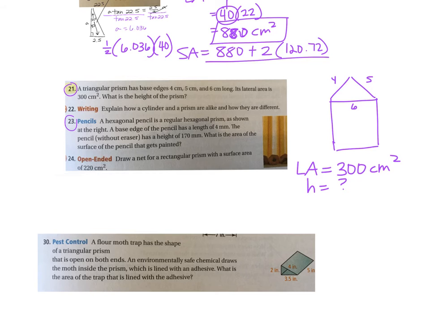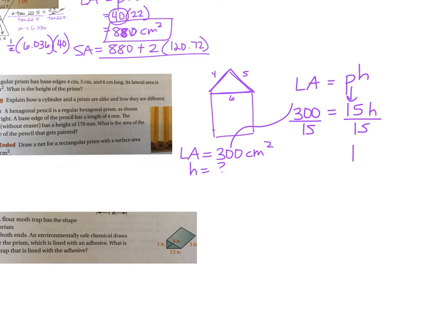Okay, so think about what we know. We know that lateral area for a prism is the perimeter of the base times the height. Well, we know this, 300. We can find this, the perimeter is 6 plus 4 plus 5, so that's 15. And then the height is what we're solving for. So if we're trying to solve this, all you need to do is divide by 15, and you get a height then of 20 centimeters. Okay.